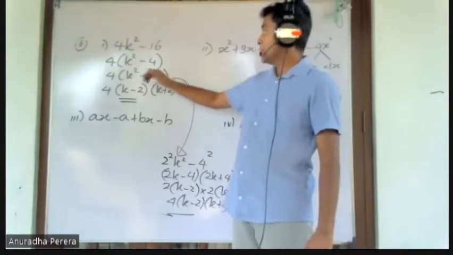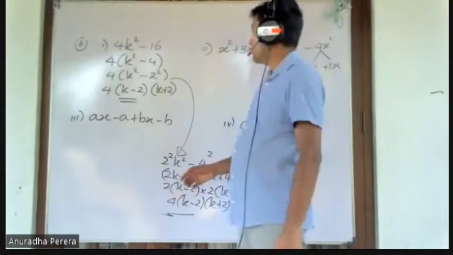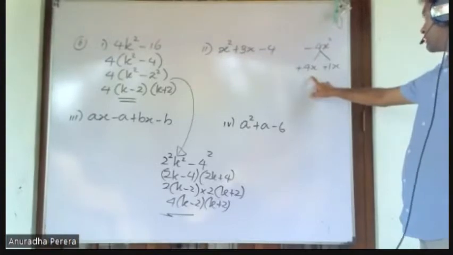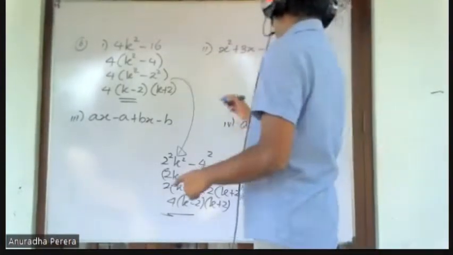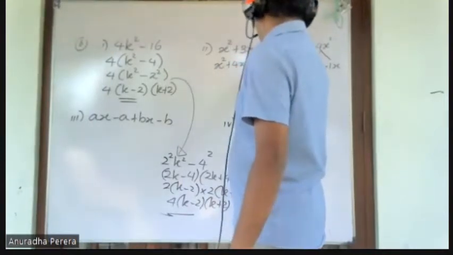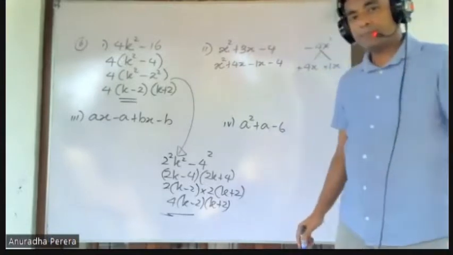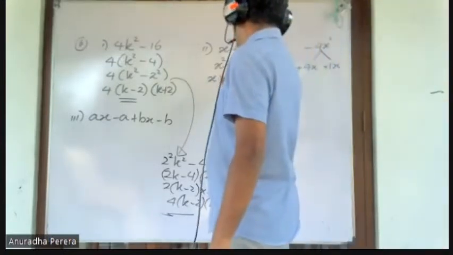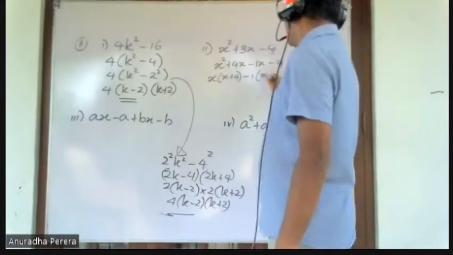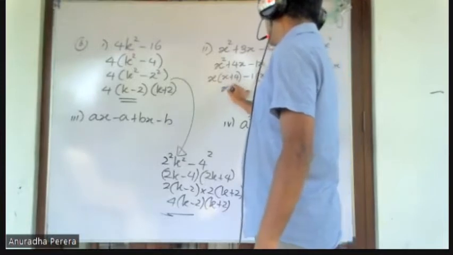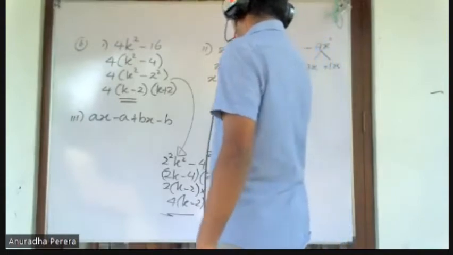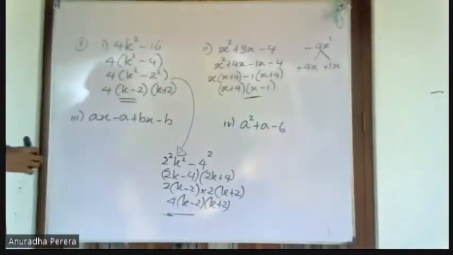After that you can apply difference of two squares, or a quadratic expression. Then the factors are 4x and minus 1x. Apply these two for the middle term: plus 4x minus 1x minus 4. Consider the first two terms. x is common. x plus 4, minus 1 can be taken. x plus 4. Now x plus 4, the other one, x minus 1.